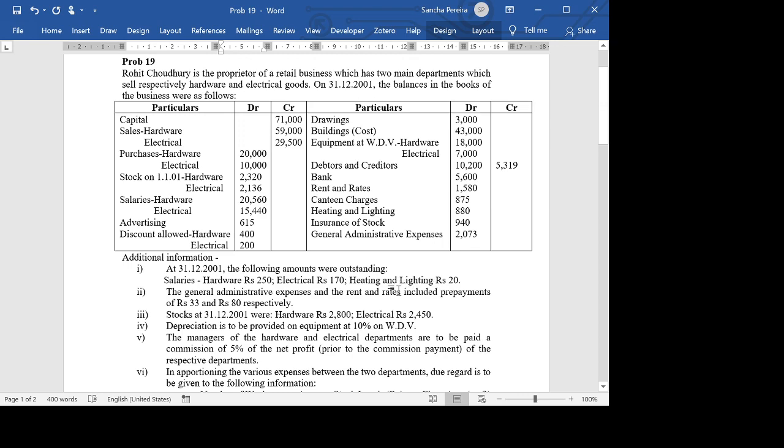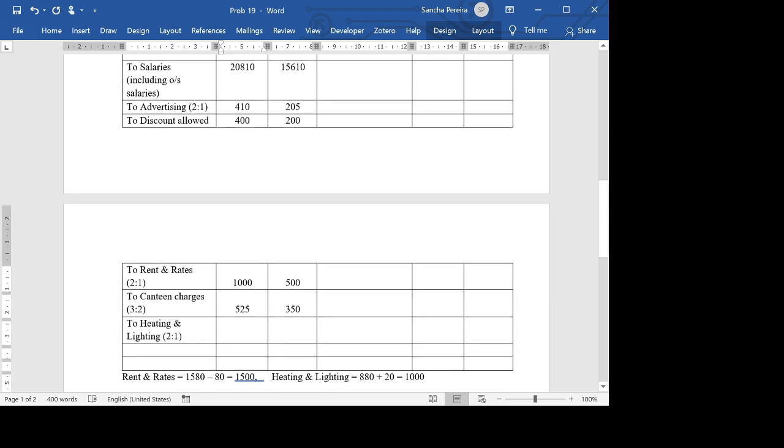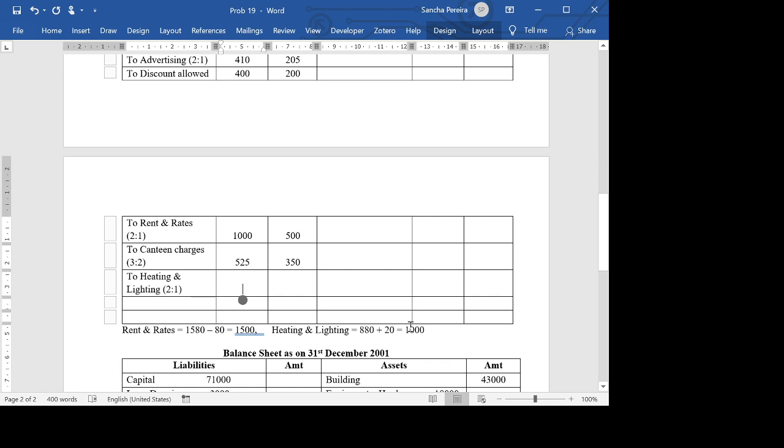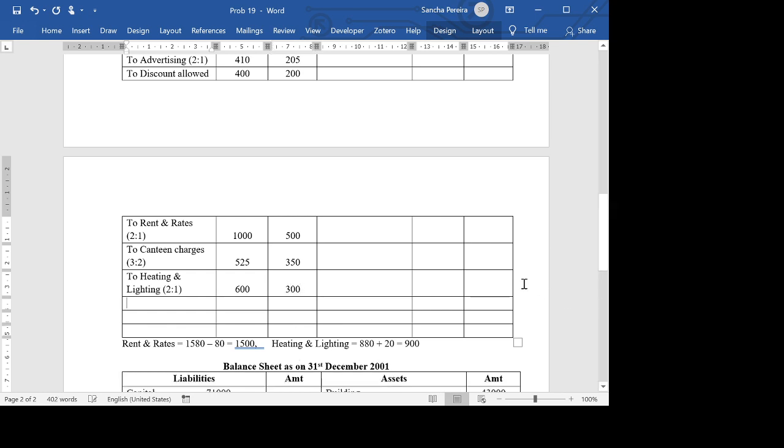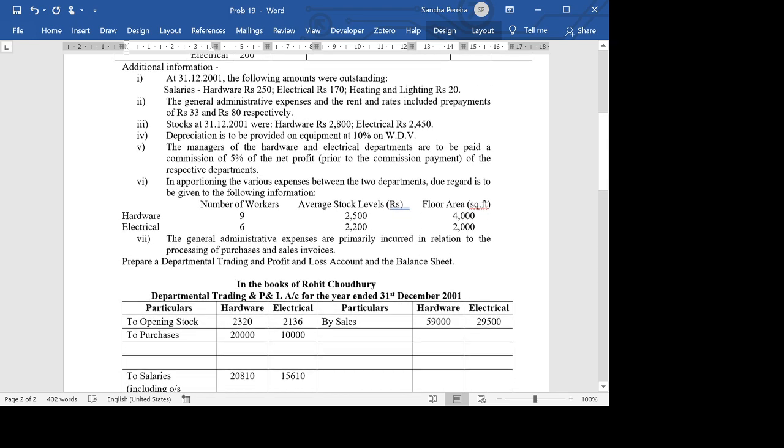880 plus 20, sorry, I made a mistake here. 880 plus 20 is not 1000, it is 900. Okay, so heating and lighting will be 600 and 300.